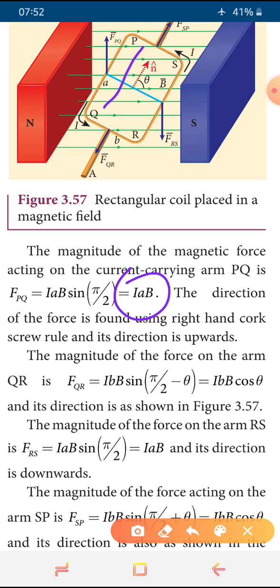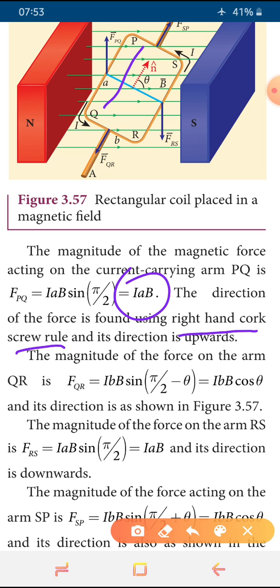The direction of this force we can explain with the help of the right hand corkscrew rule. What is the right hand corkscrew rule? We hold our right hand with the 4 fingers parallel to each other and the thumb raised. The thumb shows the direction of electric current, and the 4 fingers show the direction of magnetic field. We understood, no? Using that, we are explaining the force here.